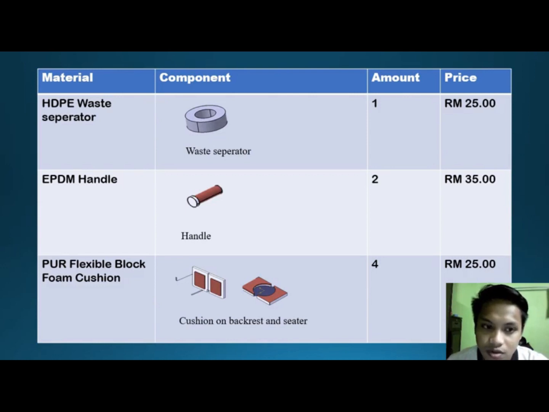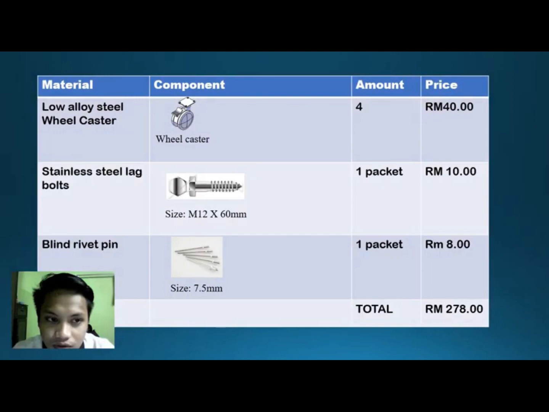Next, we have the EPDM handle. To make the handle, the price is RM35. We also have a PUR flexible block foam cushion. To make the cushion, the price is RM25. So we have alloy steel. To make the wheel caster, the price is RM40. Stainless steel leg poles, one packet about RM10. Next, blank rivet pin about RM8. So the total is RM278.